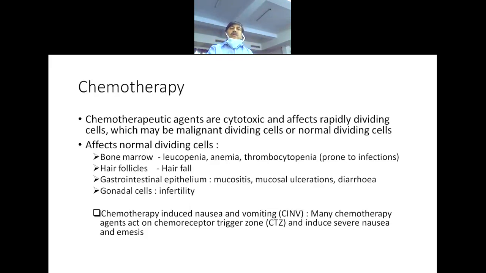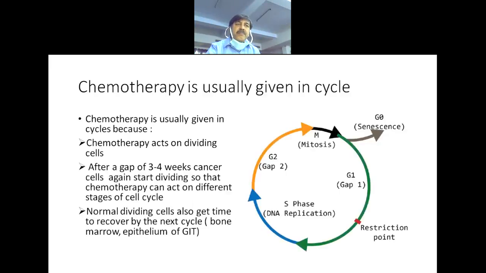In bone marrow, chemotherapy will cause leukopenia, anemia, and thrombocytopenia. So when there is leukopenia, the patient is prone to get infections or sepsis syndrome. Chemotherapy also commonly causes severe vomiting, and this is because of the stimulation of the chemoreceptor trigger zone in the brain by these chemotherapeutic drugs.